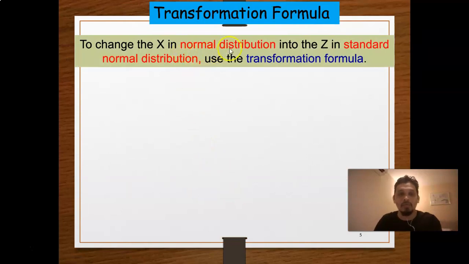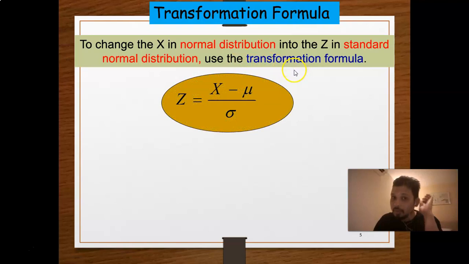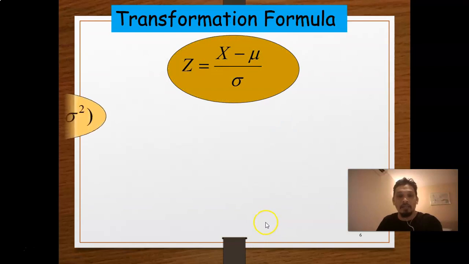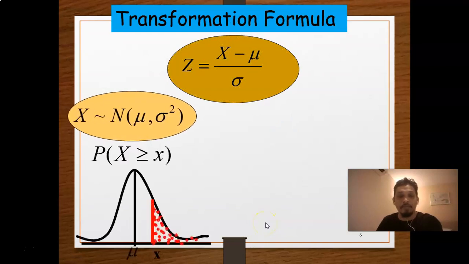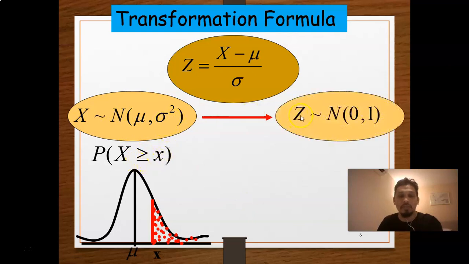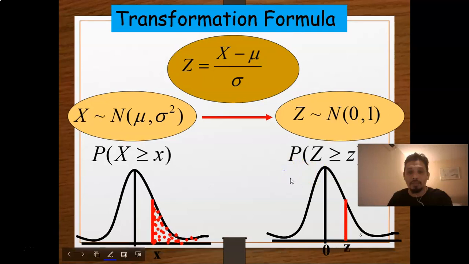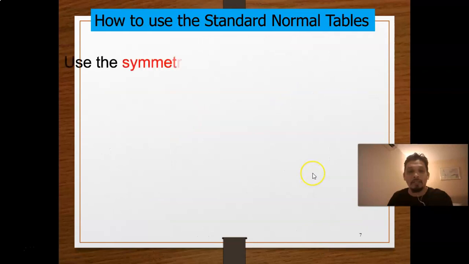To change x in the normal distribution into z in the standard normal distribution, use the transformation formula. From x normally distributed with the parameters mean and variance, we turn into the standard z in the standard normal distribution. As you see, these are the definitions of every label we have here: the mean of x, the population, and the standard deviation. Now, from x normally distributed, we turn into the z standard normal distribution. Okay, never mind. How to use the standard normal tables?